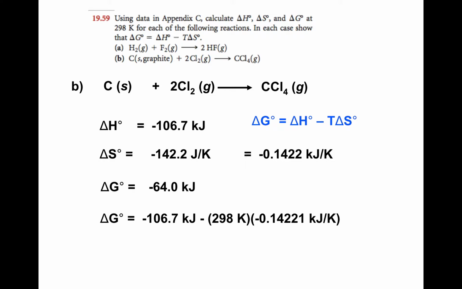Negative times a negative makes a positive, so when I add this to the negative value for delta H, it makes the value less negative. Nonetheless, it doesn't make delta G positive, right? So we still have a negative delta G naught value, and this means the reaction is spontaneous.